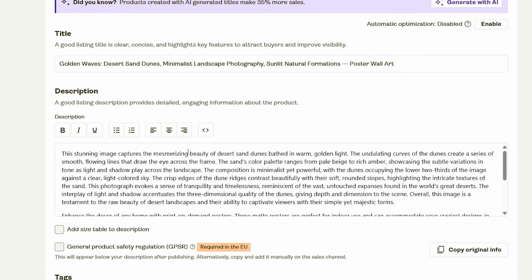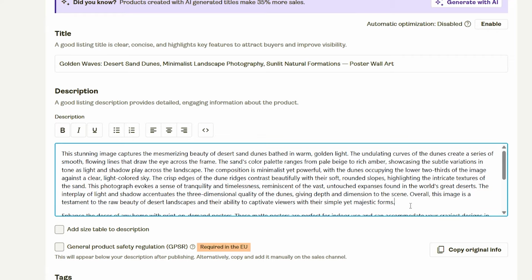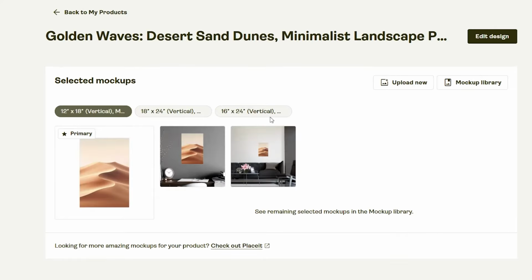Talks about the mesmerizing beauty of desert sand dunes bathed in warm golden light. Talks about how it's a minimalist composition. It's not trying to wow you with any metaphors or creative poetry. It just tells you what the image contains, and it does it very effectively and very accurately.